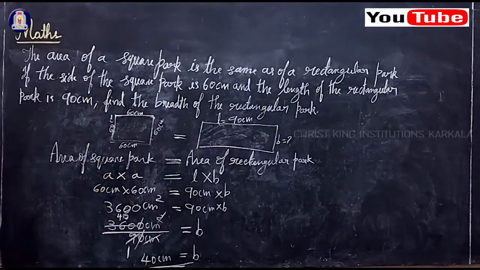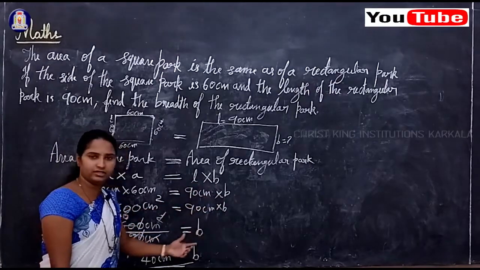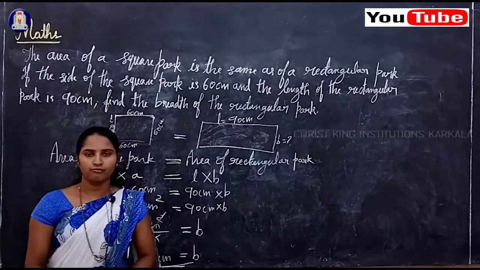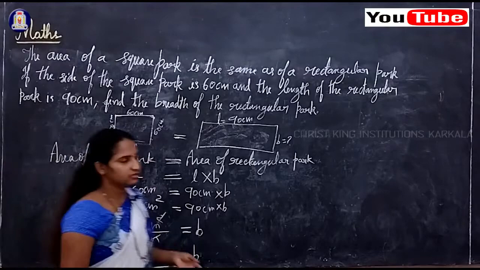So here they asked to find the breadth of the rectangular park. So length is given, so length into breadth, we can find like this. Clear? So therefore the breadth of the rectangular park is 40 centimeter. So they only asked to find the breadth. Okay?